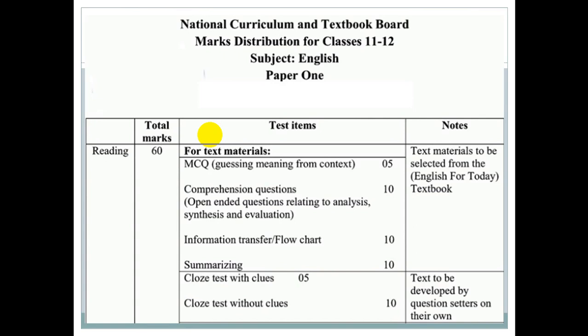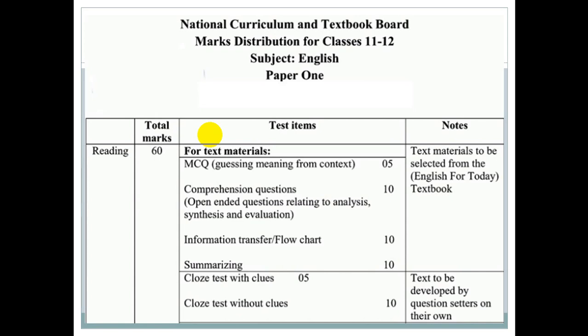the writing section. The reading section has been devoted for 60 marks, and if we look at the marks distribution, we see that there are 5 marks for MCQ, that is multiple choice questions. These questions will be taken from the passages given on the exam question paper, and of course all the questions will be taken from the passages of your textbook.